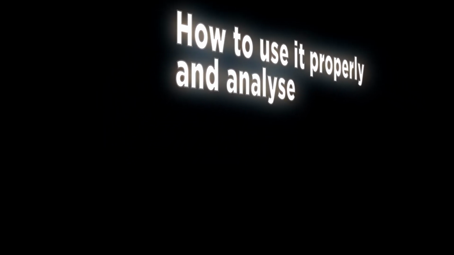So hello everyone guys, and today I'm gonna tell you about scalping in smart money, how to use it properly and the best ways how to analyze your charts.